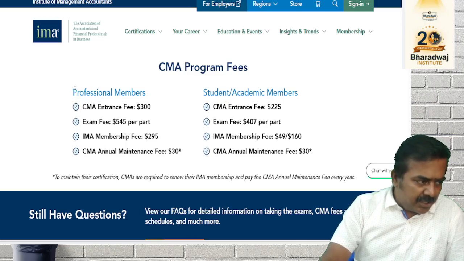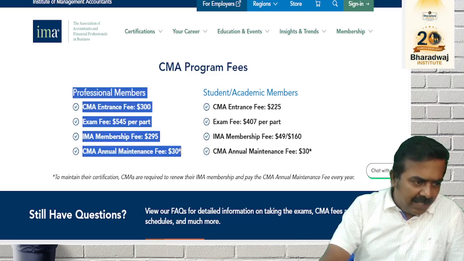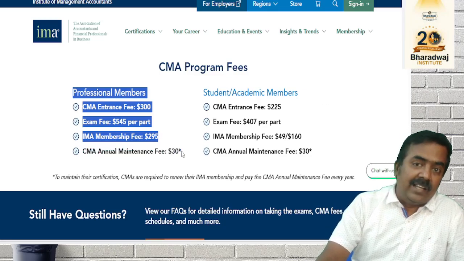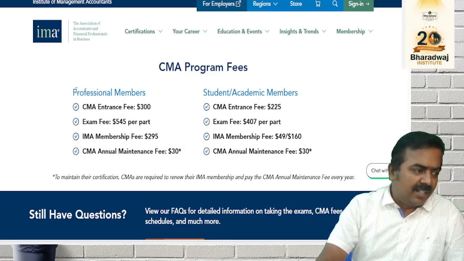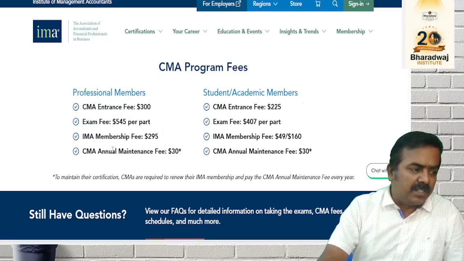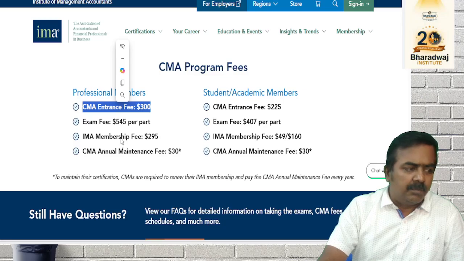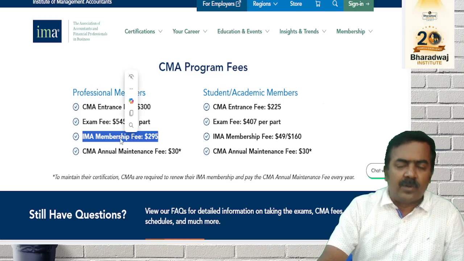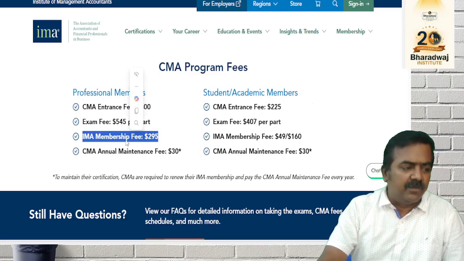So this registration cost will come only after completing your learning, because sometimes some academies wrongly guide the students to register when the students are not able to prepare. There are entrance fees and IMA membership fees. Entrance fees is permanent for 2 years. IMA membership fees is valid only for 1 year. You have to renew this 295 every year.